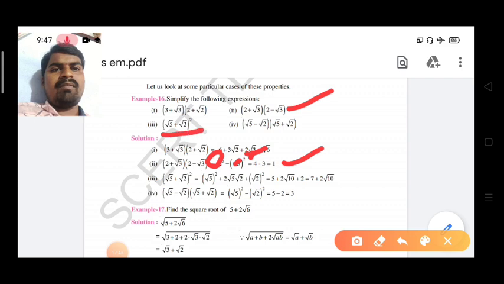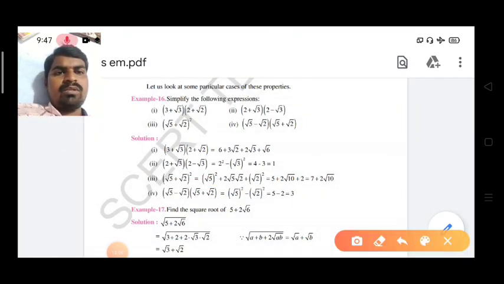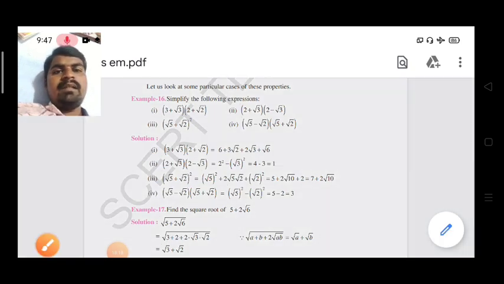And next, third and fourth. Third depends on a formula. What is the formula? The a plus b whole square formula. So a is root 5, b is root 2. So just expand by using the formula. a square is nothing but root 5 square, b square is nothing but root 2 square, plus 2ab, 2ab is nothing but 2 into root 5 into root 2. The square root gets cancelled, the square root gets cancelled. So 5 plus 2 is 7, and 2 under root 5 under root 2 is there. So under root 5 into 2 is under root 10. So 7 plus 2 root 10. That is the answer. And last, you observe, what is the formula?